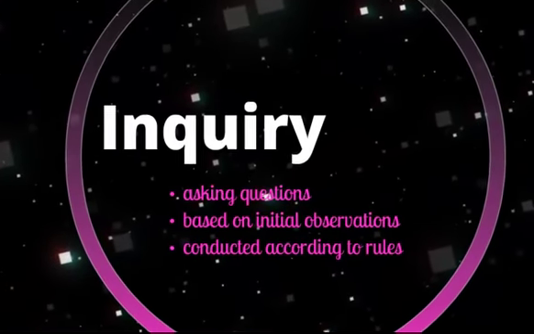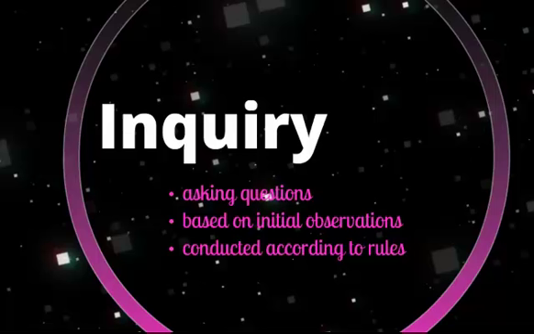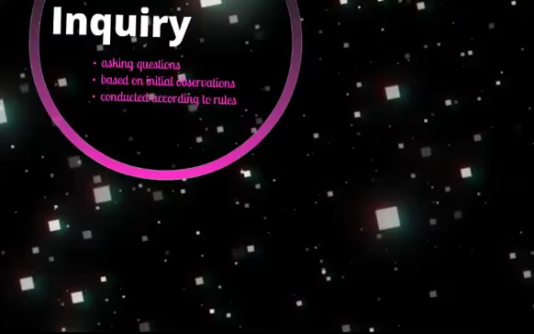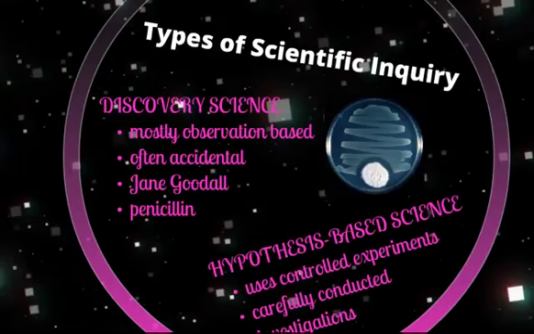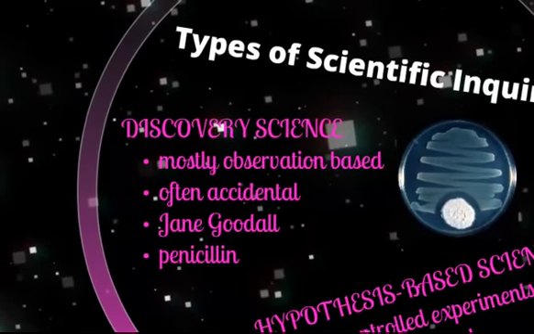Inquiry is the process of asking questions and seeking answers. And in science, inquiry is usually based on some sort of initial observation that you would make. And inquiry is conducted according to some specific rules that have been agreed on by all scientists. There's two main types of scientific inquiry. The first is discovery science, and that's based mostly on making observations, and oftentimes discovery science is accidental.